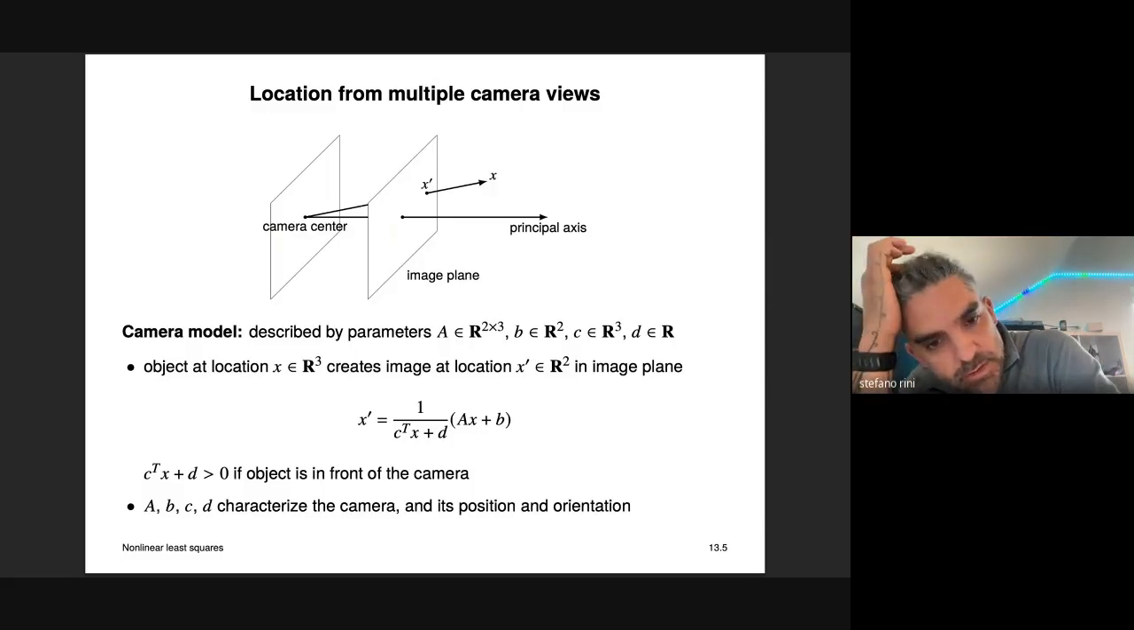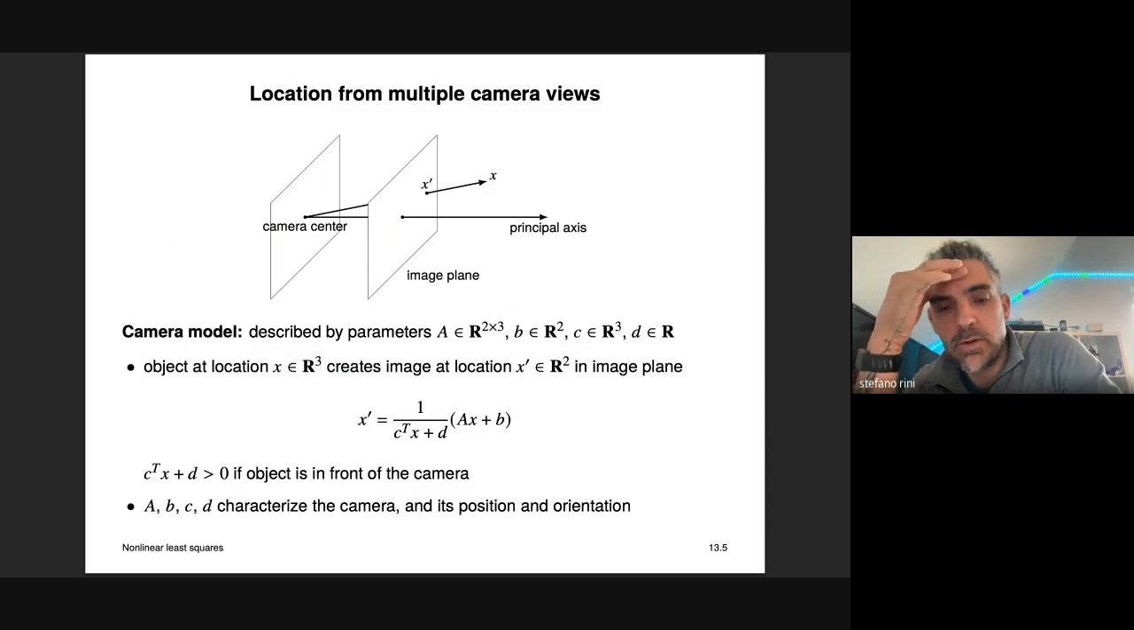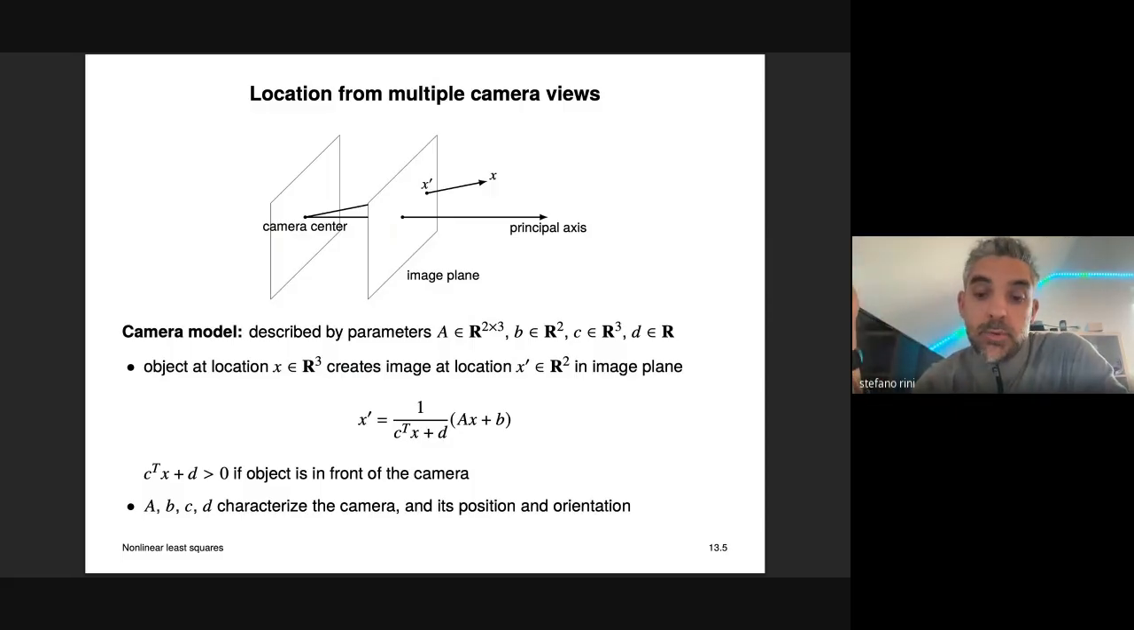So object localization is the problem of finding the X which belongs to R cubed from the location X prime which belongs to R squared, knowing that the equation that relates the 3D position to the 2D position is 1 over C transpose X plus D, multiplied by AX plus B. And these are all camera parameters, okay? C transpose X plus D is greater than 0 if the object is in front of the camera, otherwise this would be negative. And A, B, C, D characterize the camera and its 3D position and orientation, okay?